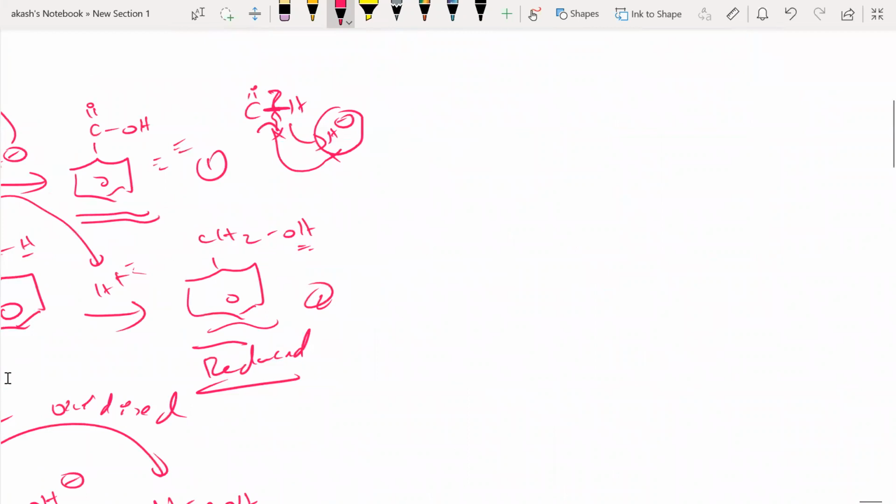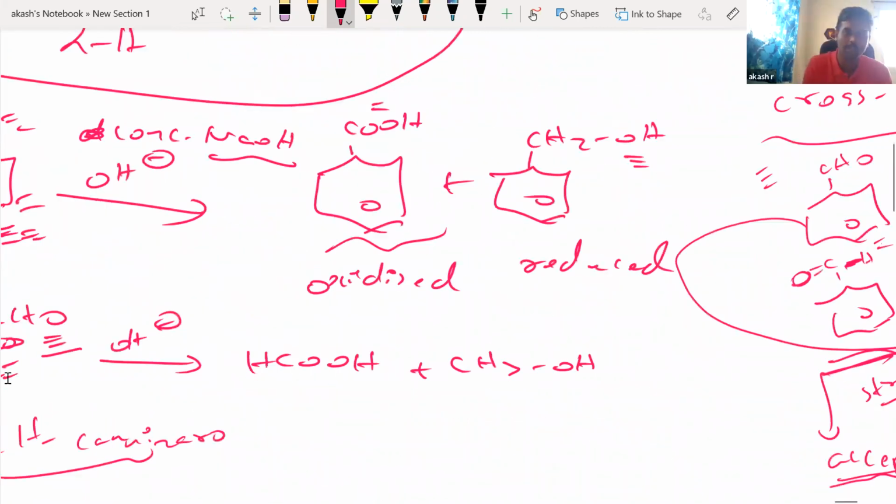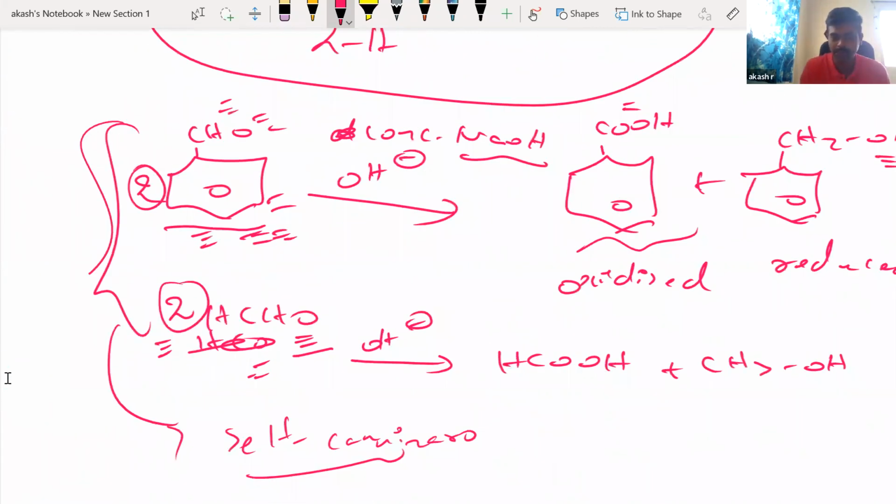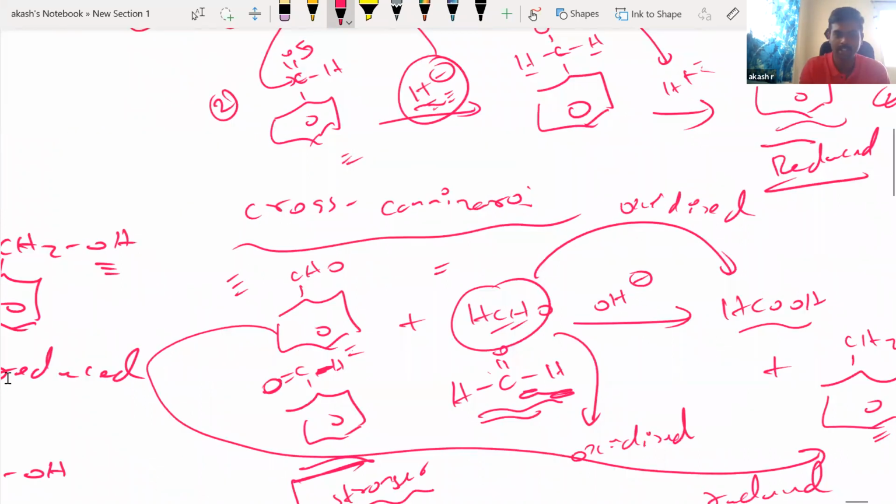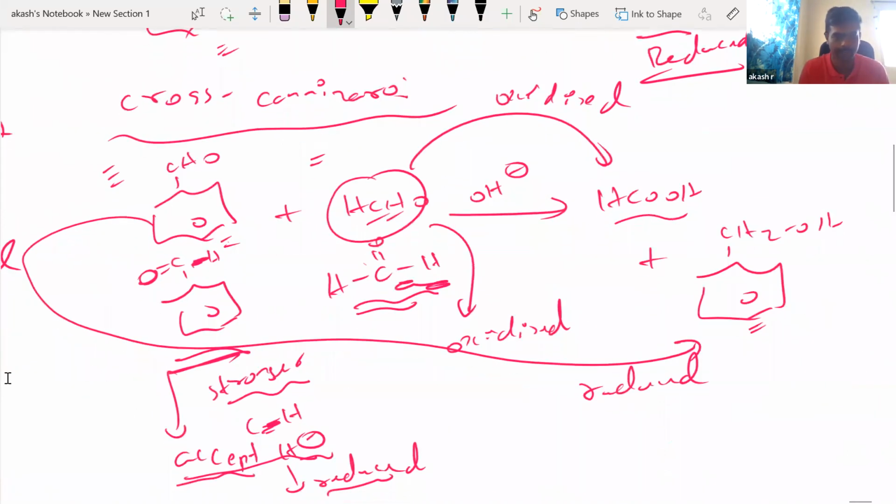It's very simple, people. Only these two are very common questions which can be asked in Cannizzaro. And another common question has been asked in cross Cannizzaro: benzaldehyde with formaldehyde. Formaldehyde oxidized, benzaldehyde reduced. That's it. That's all you have to remember.